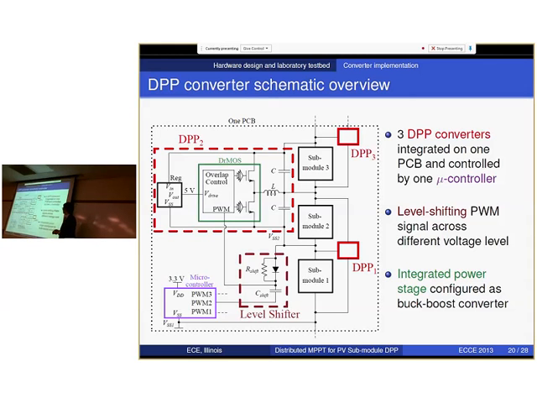And the challenge of this design is how you can send the control signal across different ground levels to the upper 2 DPP converters. And we use a diode-capacitor level shifting circuit, which proved to work well. You're encouraged to read the paper for details. And to further shrink the size of our hardware, we use an integrated power stage, which is also known as a DrMOS chip.